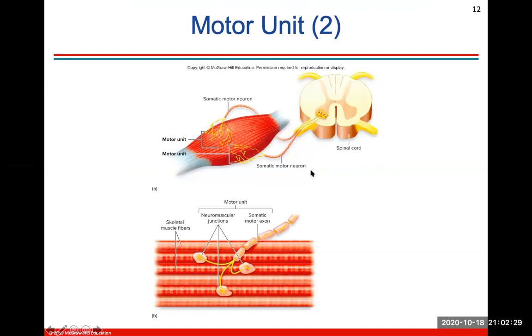Here is a look at a motor unit. So again, a motor unit contains the motor neuron and all of the muscle cells that it innervates. So this is one motor unit from this somatic motor neuron and another motor unit from this somatic motor neuron.